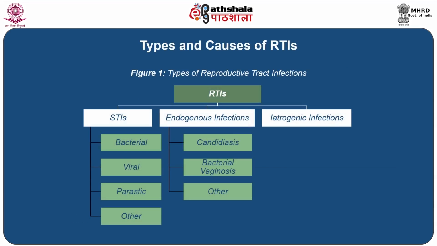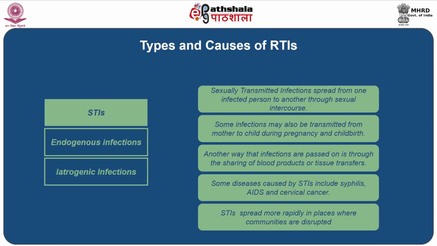Now let us look at the types of reproductive tract infections. As we already saw, there are three types of RTIs, that is STIs, endogenous infections, and iatrogenic infections. Now let us look at each one of them in detail. The sexually transmitted infections spread from one infected person to another through sexual intercourse. Some infections may also be transmitted from mother to child during pregnancy and childbirth. Another way that these infections are passed on to others is through sharing of blood products or tissue transfer.